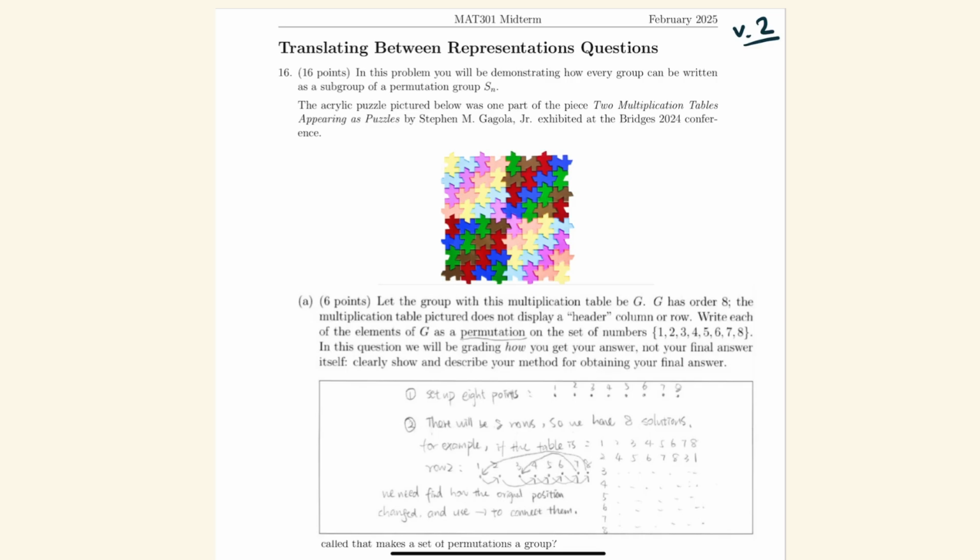Both sections were actually given the same Cayley diagram, in this piece of artwork from the Bridges 2024 conference. You can look it up. He actually used much prettier colors, but they weren't high enough contrast for the printer. So I used two different kinds of contrast for the printer. Anyways, they turned out to be the same group.